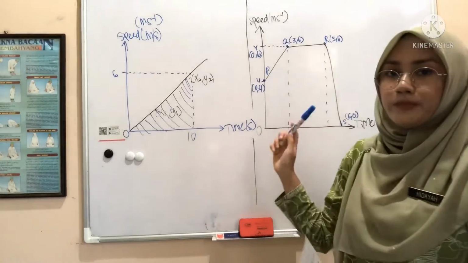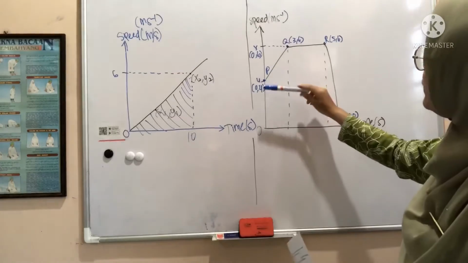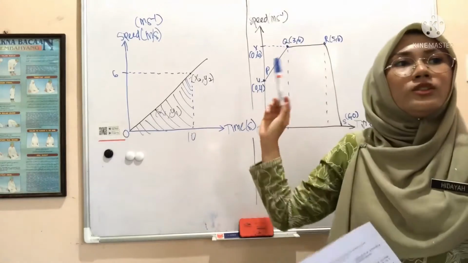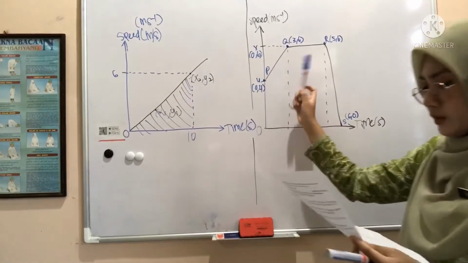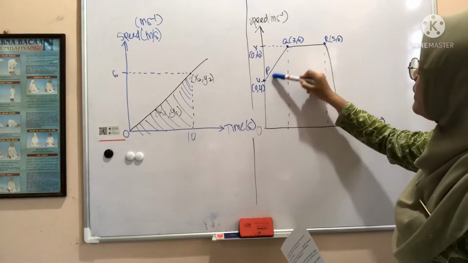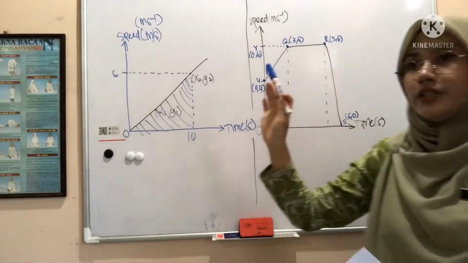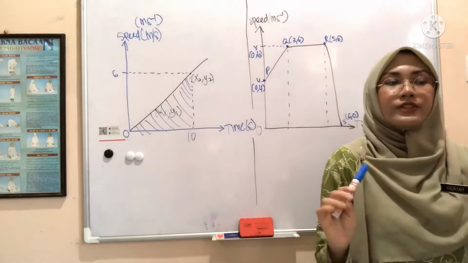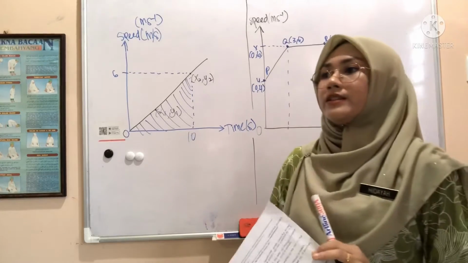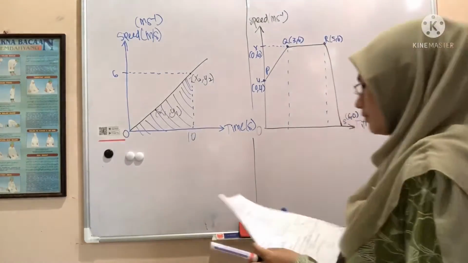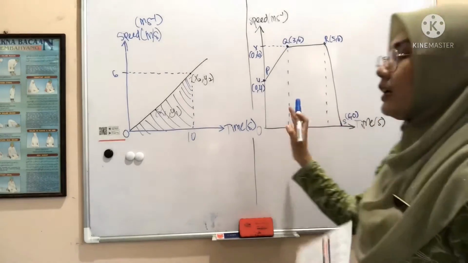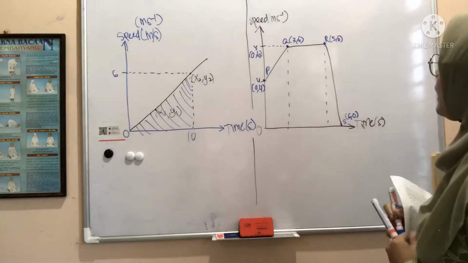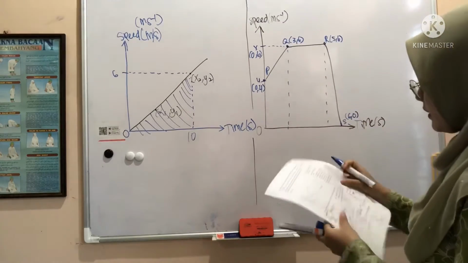Now, as we can see, the line PQ is increasing from u to v. So when this is going up, there is a change in speed, right? Because it goes from 4 to 6. If there is a change in speed, it means there is an acceleration. So how can we calculate the acceleration using the gradient or slope? Okay, we can calculate it by this formula.